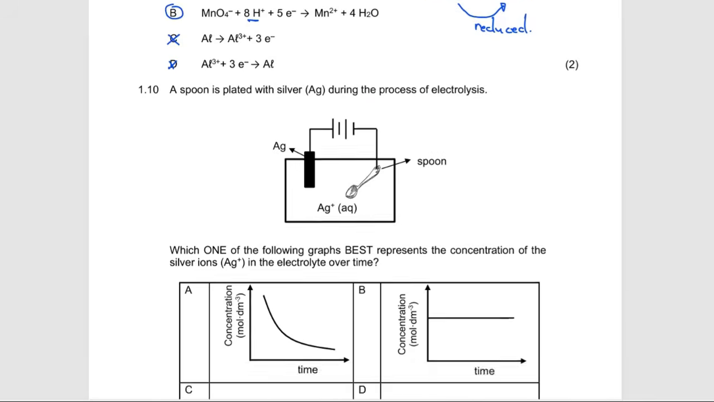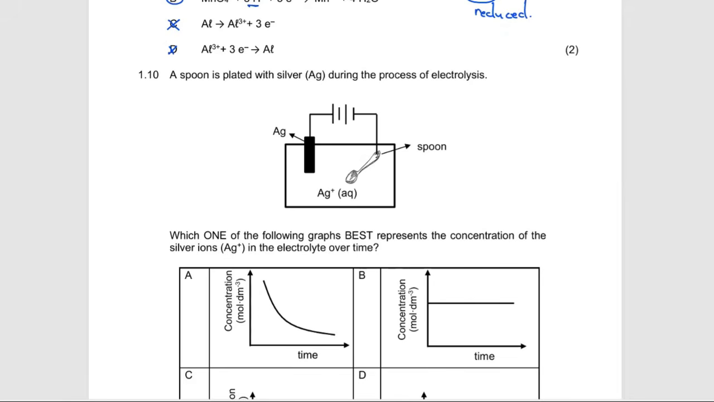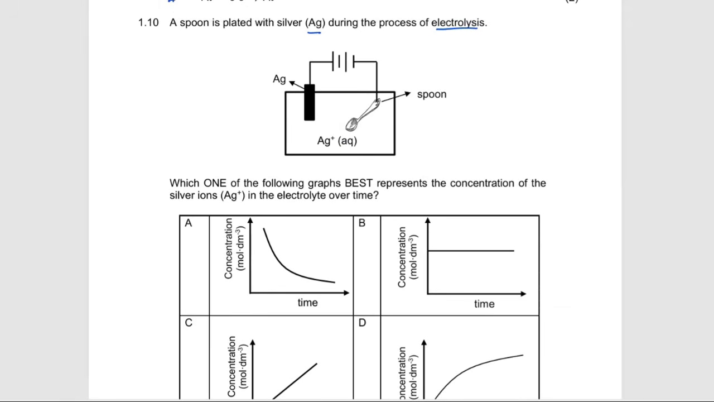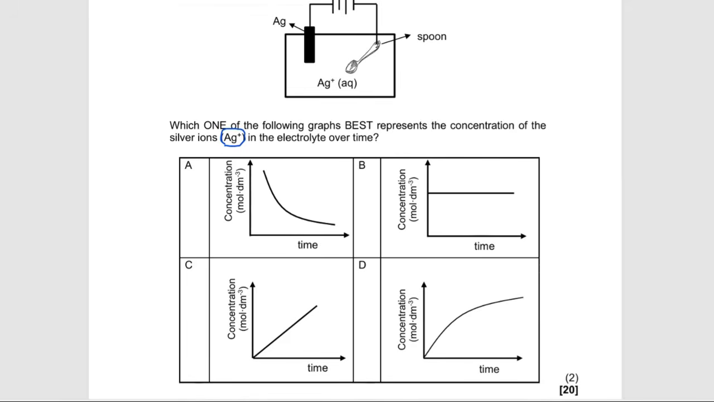Then moving on to 1.10, it says a spoon is plated with silver during the process of electrolysis. Which one of the following graphs best describes the concentration of the silver ions in an electrolyte over time? The concentration is going to remain constant. So our correct option is going to be option B. According to this, you can see the concentration remained constant throughout.